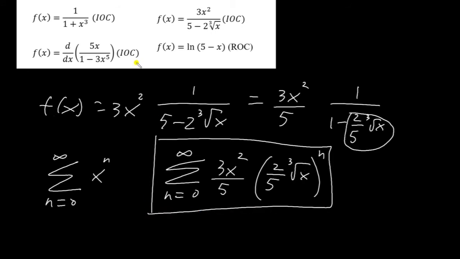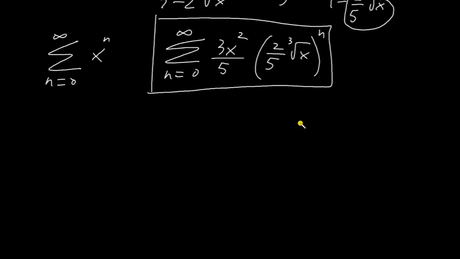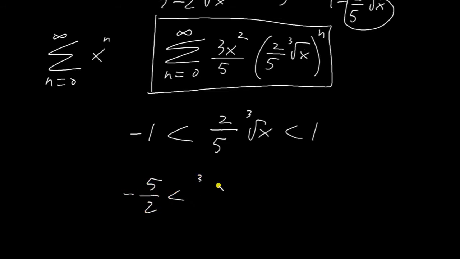So for the interval of convergence now, it is going to change because of the 2/5 and that. So basically what's going to happen now is, since it's kind of like a geometric series, we want this stuff in here to be less than 1 for the series to converge. So we want -1 to be less than 2 over 5th cube root of x to be less than 1. The absolute value of this has to be less than 1. So now solving for x, we'll multiply first by 5/2 to get rid of this fraction. We'll get -5/2 is less than the cube root of x is less than 5/2.